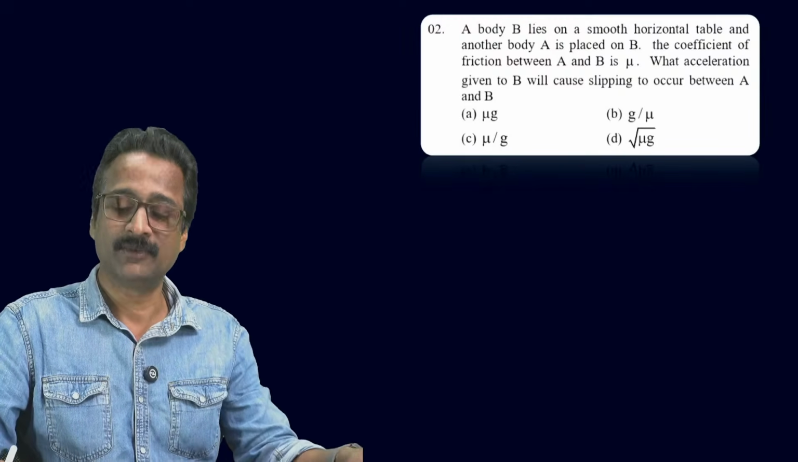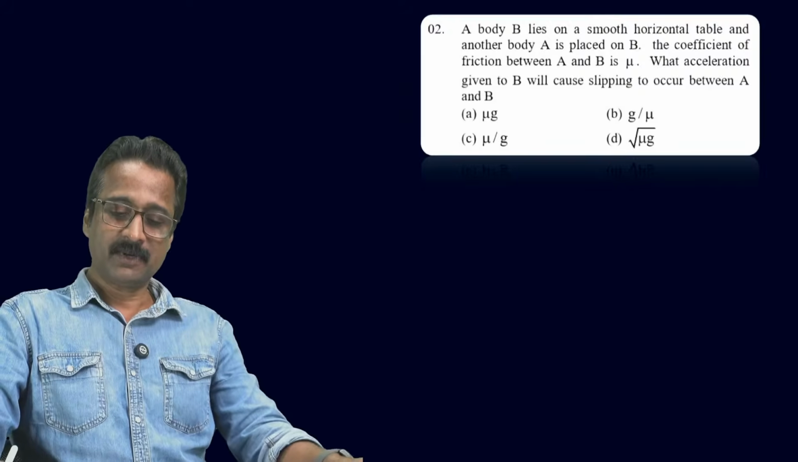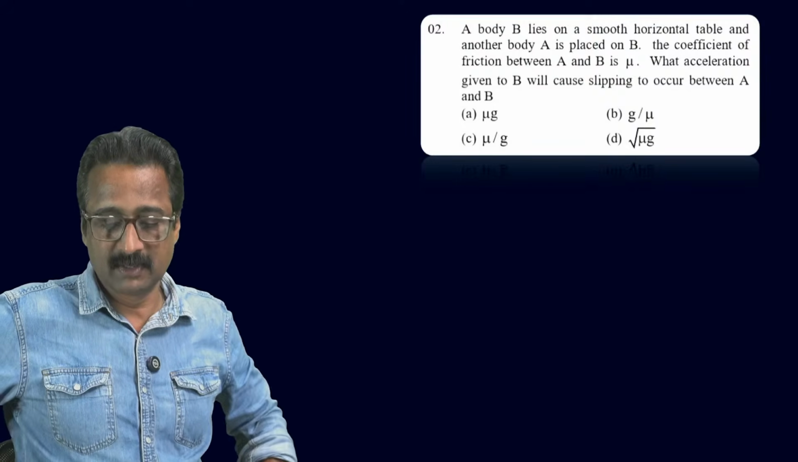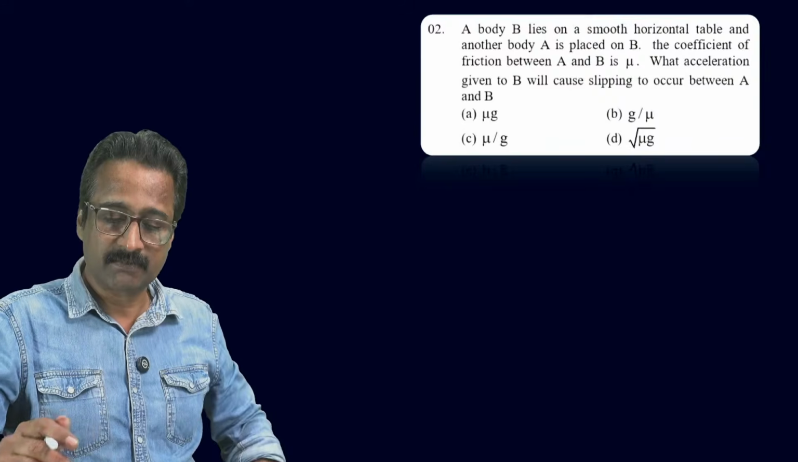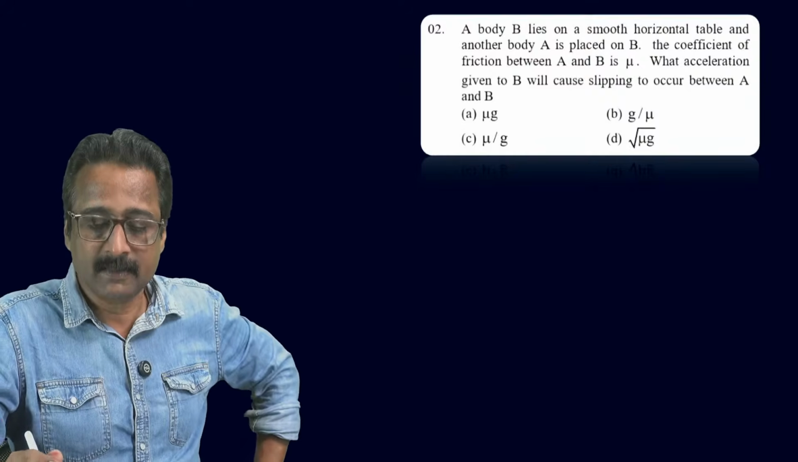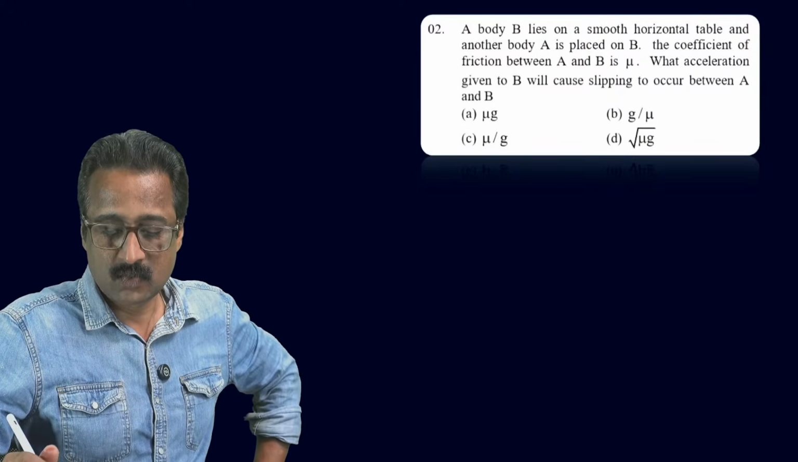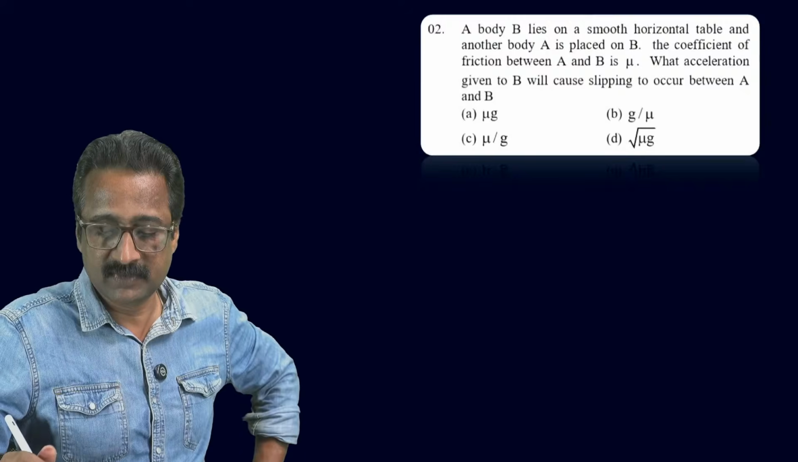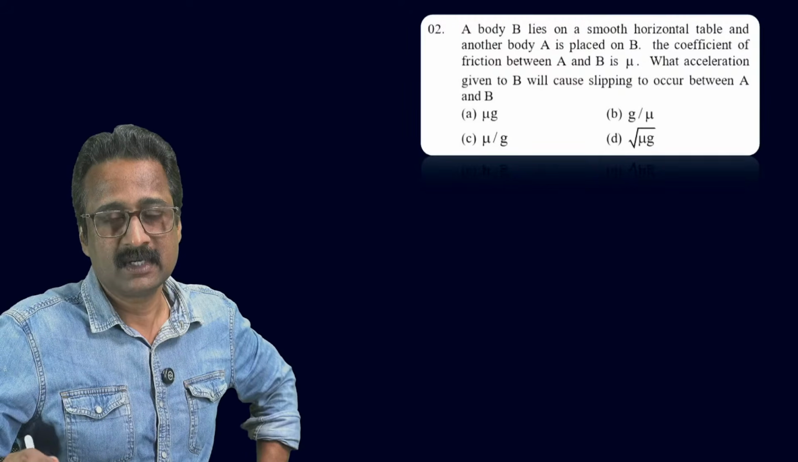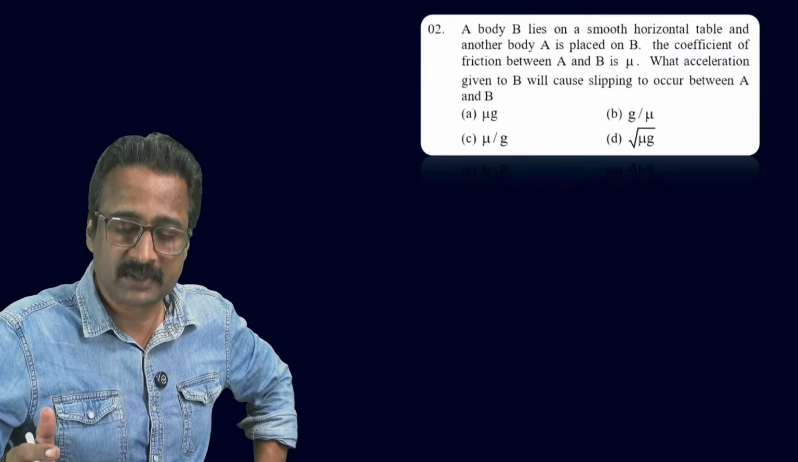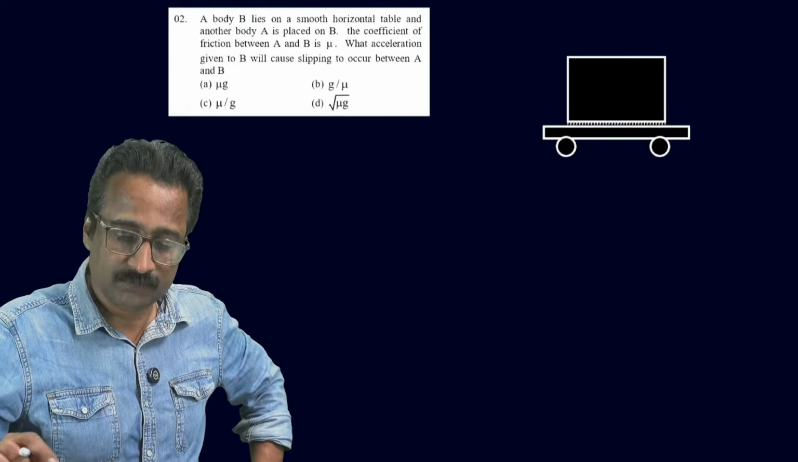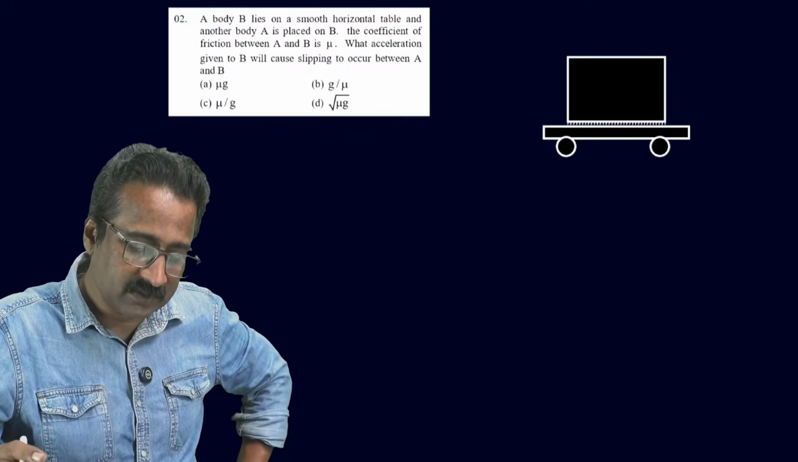Question 2, I'll read for you. A body B lies on a smooth horizontal table and another body A is placed on B. The coefficient of friction between A and B is mu. What acceleration given to B will cause slipping to occur between A and B? Unfortunately, a figure is not given in the question, but I have one figure for you to make it more clear. I'll give you a diagram corresponding to this question in the next page.